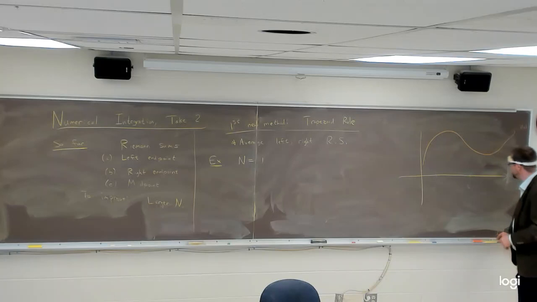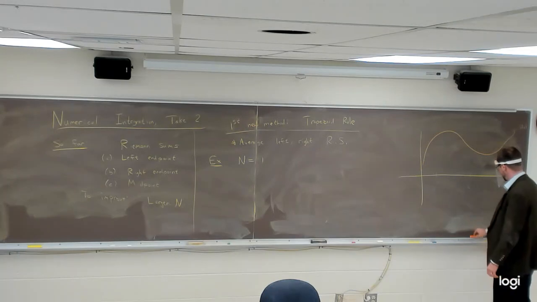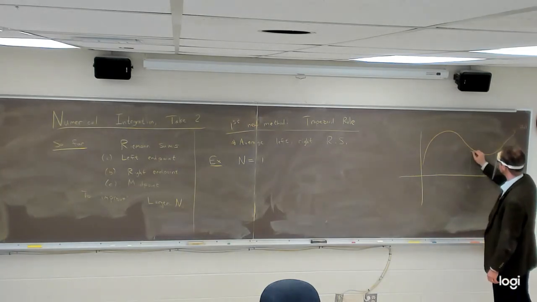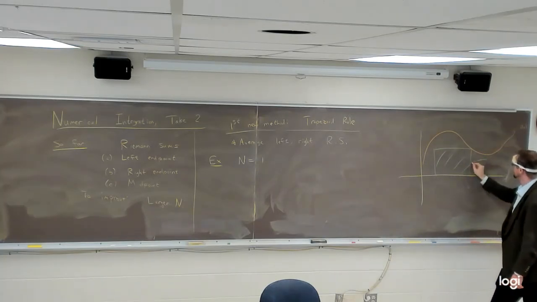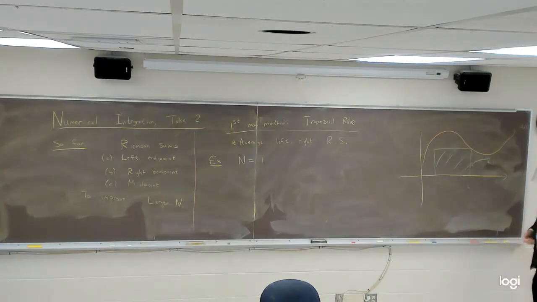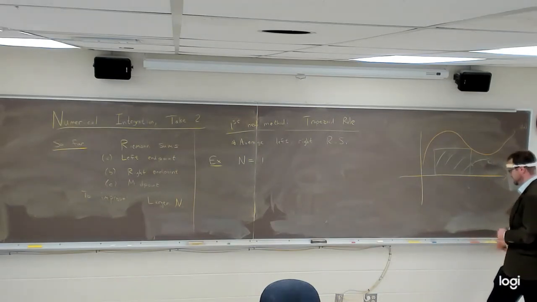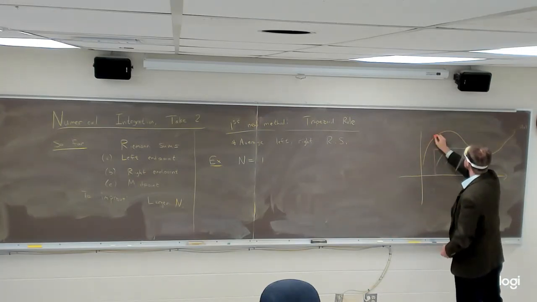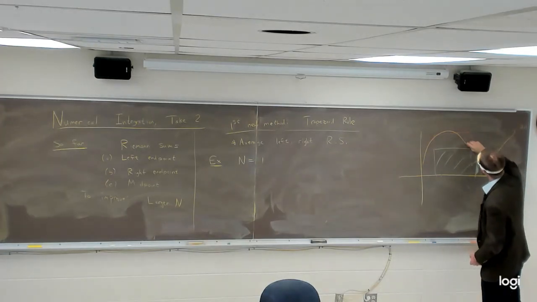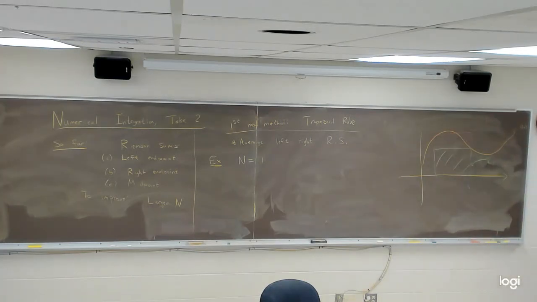Well, if I just take the interval itself, my right endpoint Riemann sum corresponds to the area of this rectangle. So we call that R1, like R sub n for the nth right endpoint sum. The left endpoint sum is going to be the area of this rectangle. L sub 1, my first left endpoint Riemann sum.